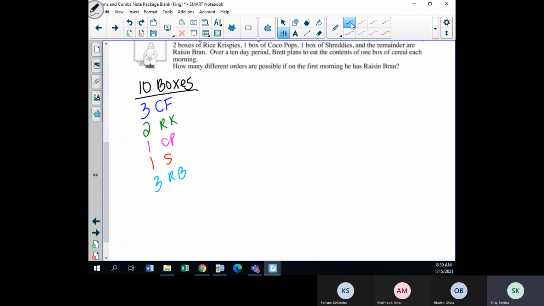If there were no other restrictions, and I said, how many different ways can you eat this cereal, 1 box a day or something like that, you would say, okay, 10 boxes total, and then you gotta divide by the repeats. So you'd say there was 3 cornflakes, and there was 2 Rice Krispies, 1 Cocoa Pops, 1 Shreddies, and 3 Raisin Bran. So if the question just was, how many different ways are there arranging that you could eat 10 boxes of cereal, this is how you would do it.